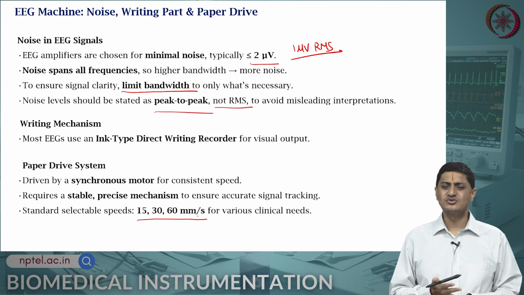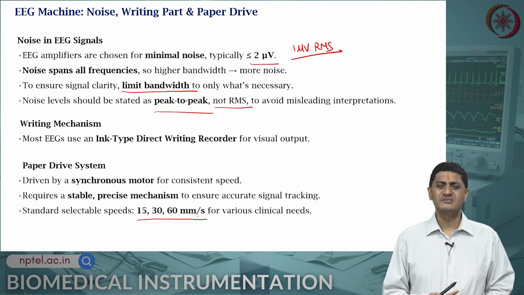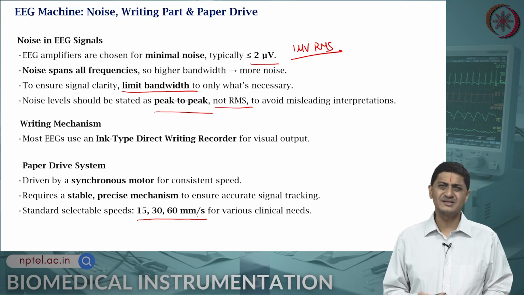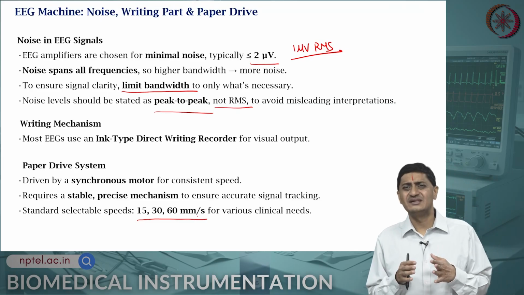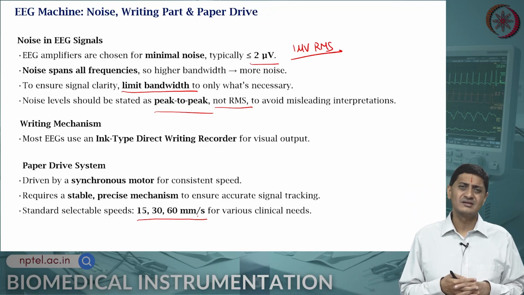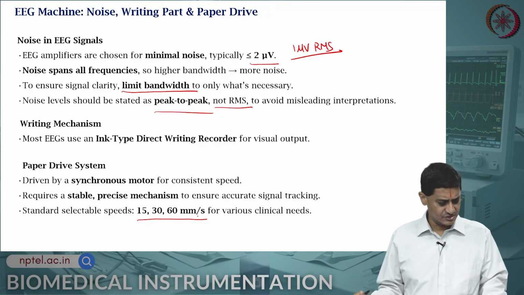Some assumptions that students make, I already mentioned one of them, is that high gain always means better quality. But higher gain can sometimes affect dynamic range and can sometimes saturate the signal. That is one of the common misconceptions that students have.